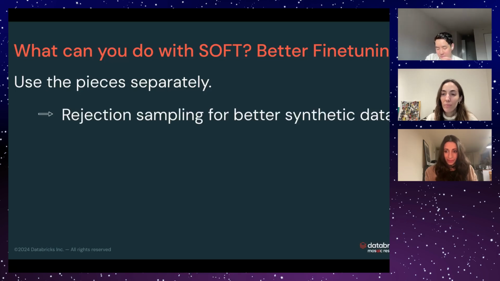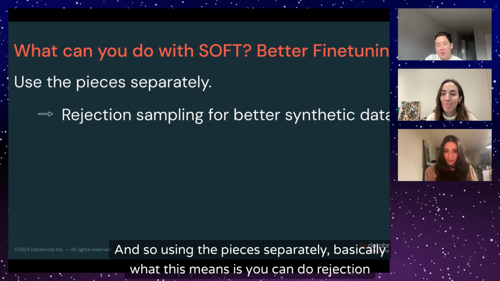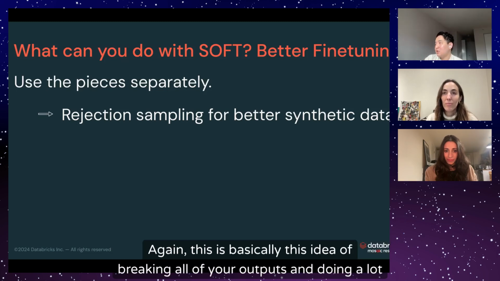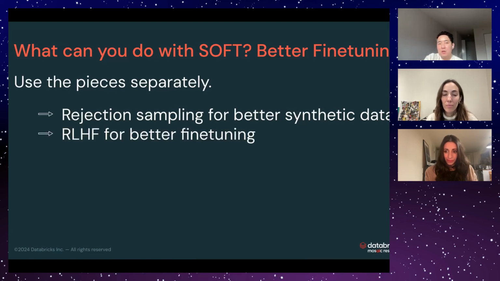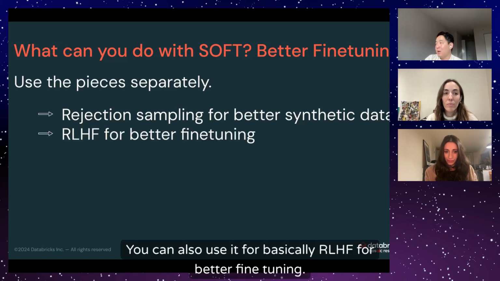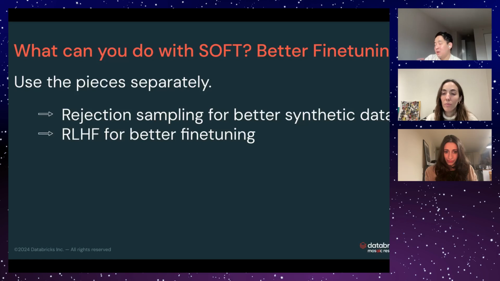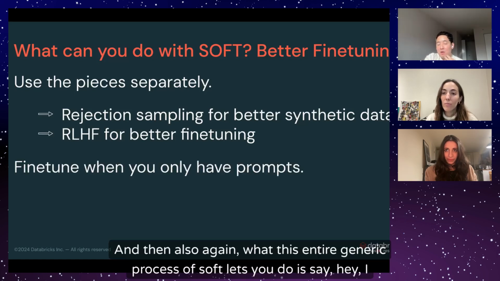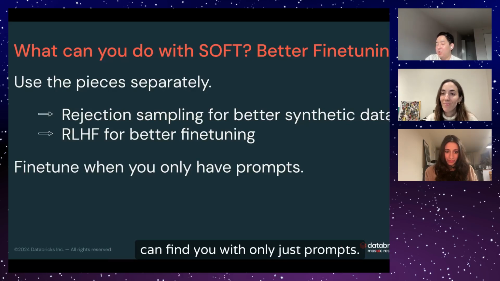And using the pieces separately, what this means is you can do rejection sampling, to say, hey, I want to make better synthetic data for my use case. Again, this is this idea of breaking all of your outputs and doing a lot of this filtration. You can also use it for RLHF for better fine tuning. Once you have the synthetic data, you can fine tune your model better. And then also, what this entire generic process of SoFT lets you do is say, hey, I can fine tune with only just prompts.